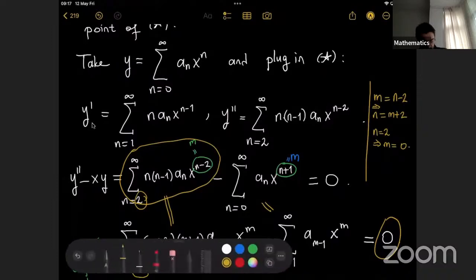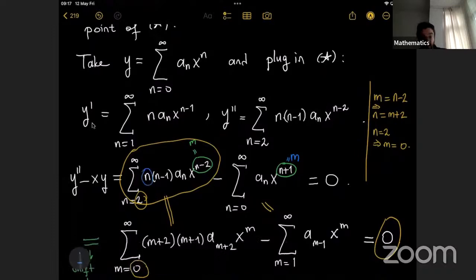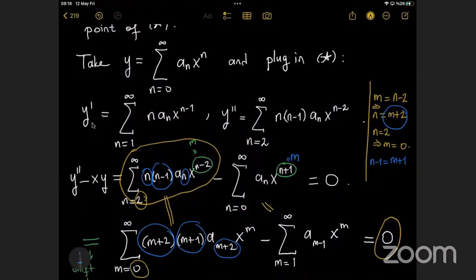Now we replace all other terms. What is n here, for instance? n is equal to m plus 2, so we have m plus 2 here. What is n minus 1? You take 1 off, so it's going to be m plus 1. So we have m plus 1 here. And n, in that part, is m plus 2. Clear now?